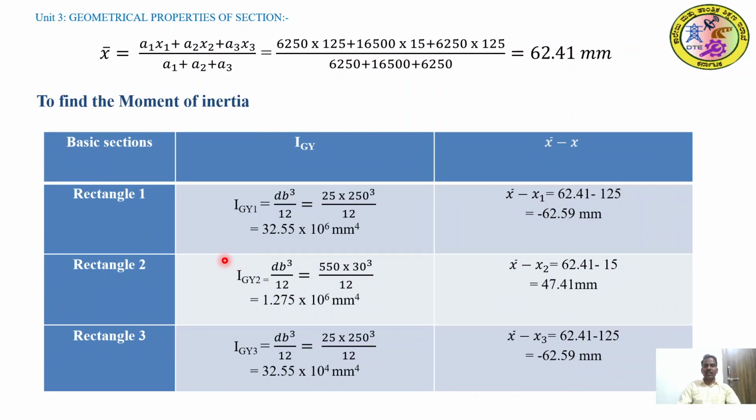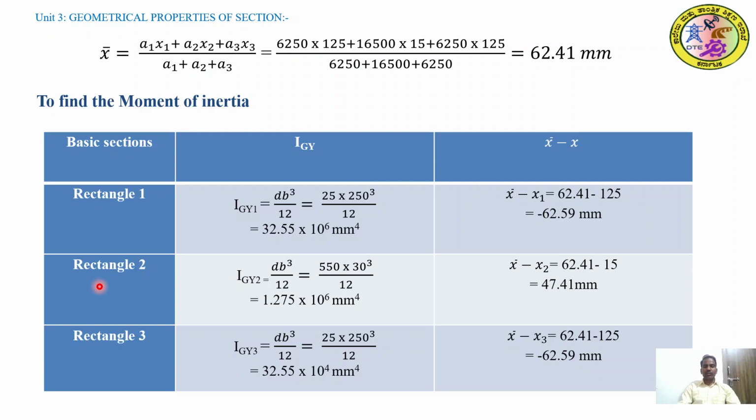We have to go by each rectangle. To find out the moment of inertia of the first rectangle with respect to the y axis is db cube by 12, where the depth of the section is 25 and the width of the section is 250. So 25 into 250 cube by 12, it's 32.55 into 10 power 6. The centroidal difference between the first section and the whole section is 62.41 minus 125, it is minus 62.59. However, it is going to be squared, so the negative becomes positive.